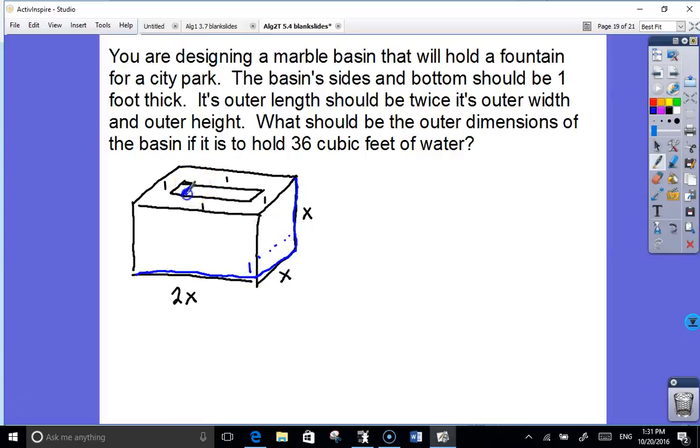So inside here, that's the volume of water that's going to be there. It goes down as far as 1 foot from the bottom. So we want to come up with a volume of this rectangular area. How do you do the volume of a rectangular prism? Length times width times height, right?